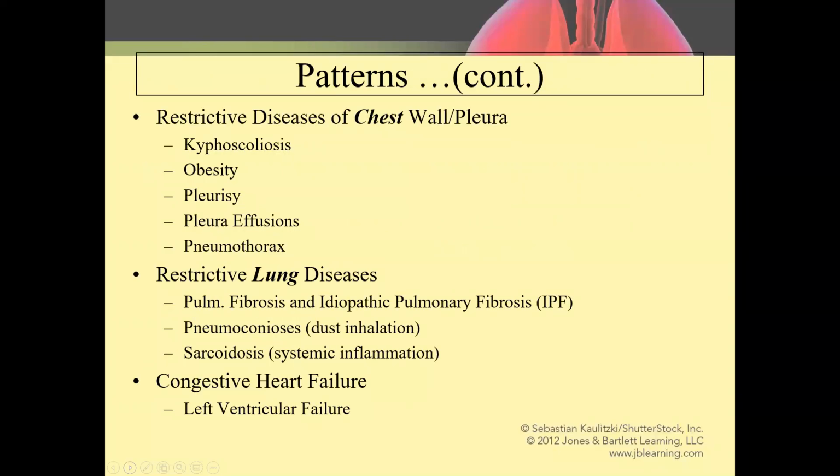Restrictive diseases, and again, you have chest wall, you have lung. So, some of the chest wall: kyphoscoliosis, obesity, pleurisy, we can debate that. Pleural effusions, you think about, now you have fluid that's basically compressing the actual lung. So, it's kind of more in the category of chest wall than actually the lung tissue itself. A pneumothorax, hopefully treated promptly, but a pneumothorax where you now have air that's mechanically compressing the lung. Restrictive lung diseases. So now you're actually looking at the lung, pulmonary fibrosis.